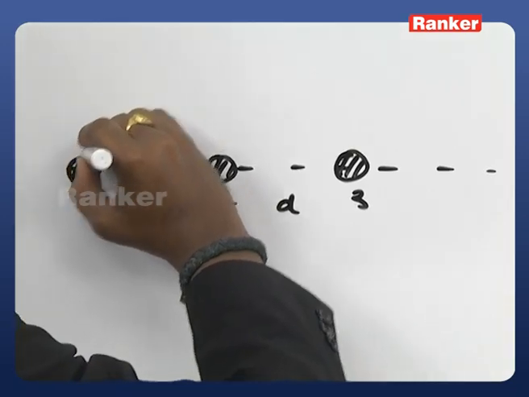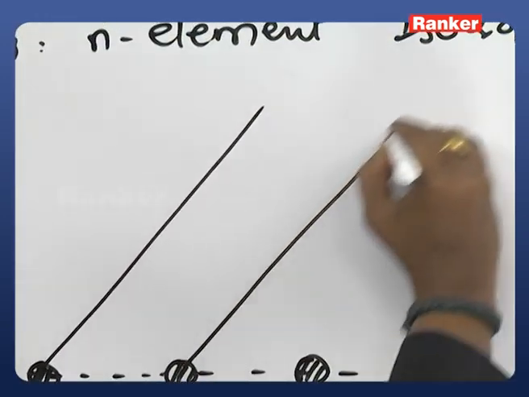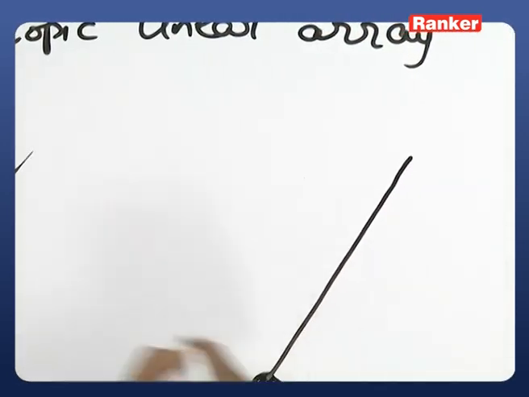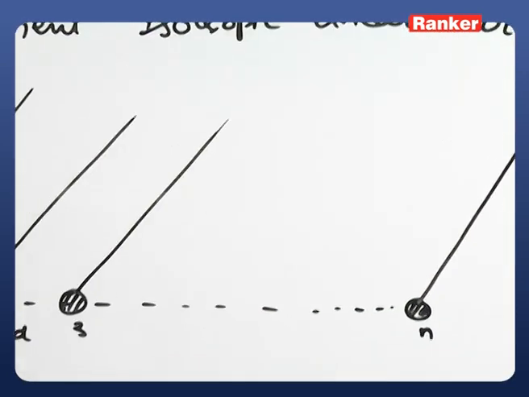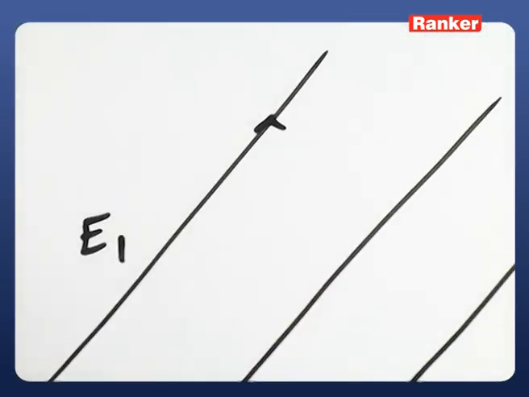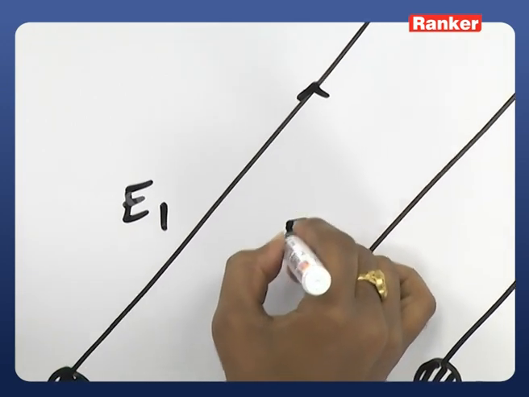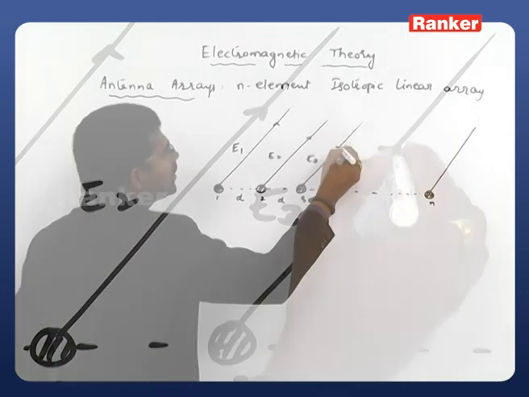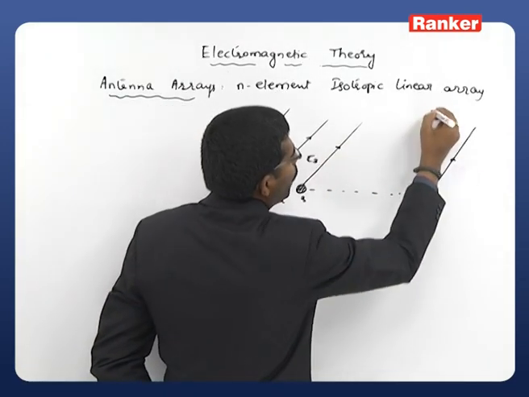So what I do is, at point P, I will consider the individual electric field intensities and I will add them. Let us consider the electric field intensity at point P. Because of source 1 it is E1, because of source 2 E2, because of source 3 E3, all of which will be added at some point P.